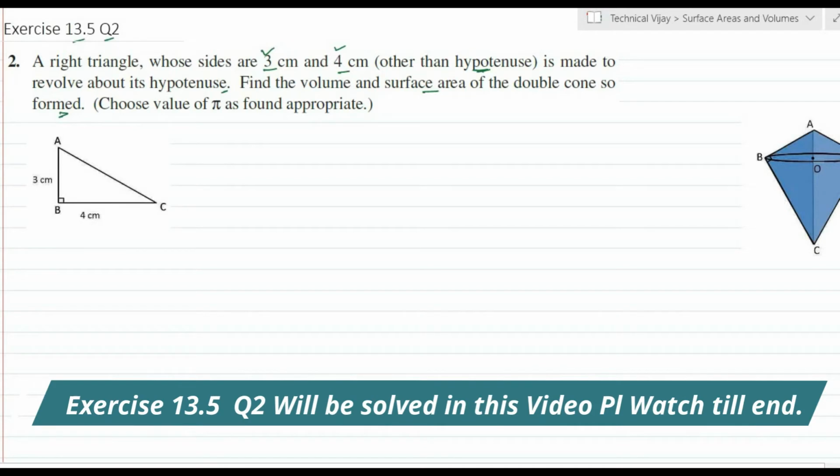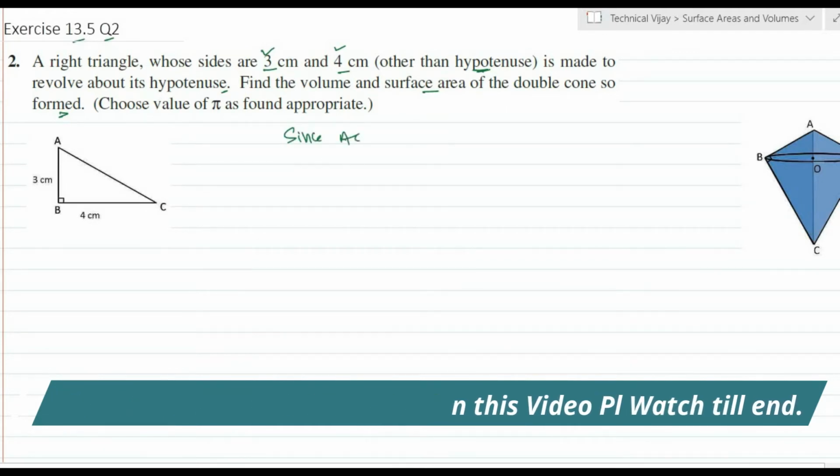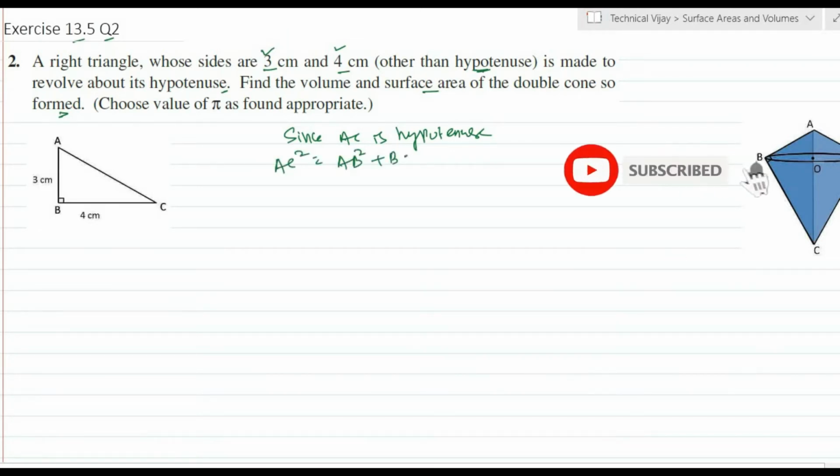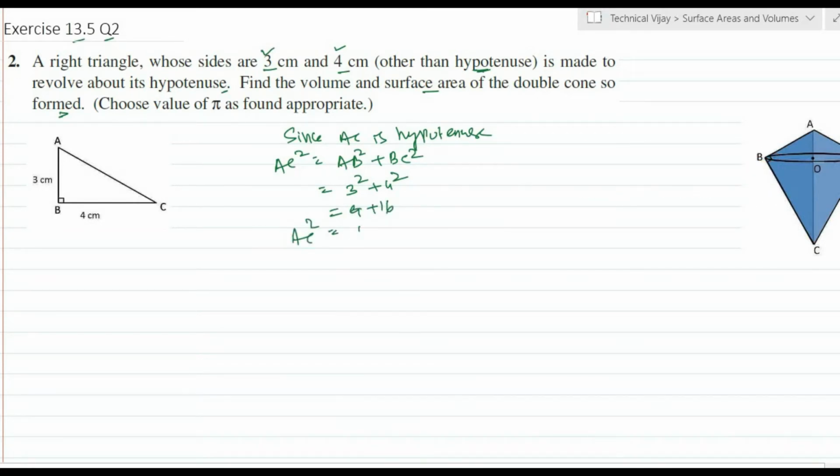Okay. So now consider this right angle triangle here. Here we have to first find out the hypotenuse. Since AC is the hypotenuse, AC square is equal to AB square plus BC square. So this is equal to 3 square plus 4 square, so 9 plus 16. And here AC square is equal to 25. AC is equal to square root of 25, and AC is equal to 5 centimeter.